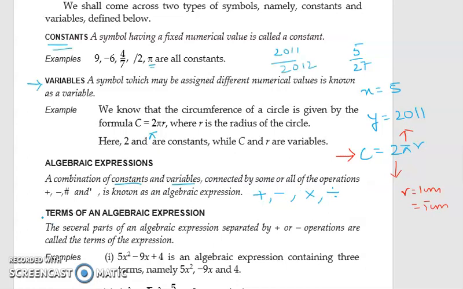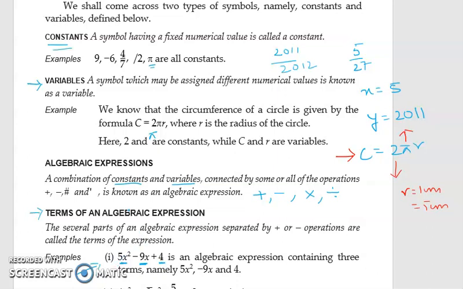Now terms of an algebraic expression. The several parts of an algebraic expression separated by addition or subtraction operations are called terms of the expression. Example: 5x squared minus 9x plus 4. This is an algebraic expression. Why is it an algebraic expression? Because it has constants and variables, and they are separated by addition and subtraction. And what are the terms? One term is 5x squared, another term is minus 9x, and another is 4. So these are the terms.